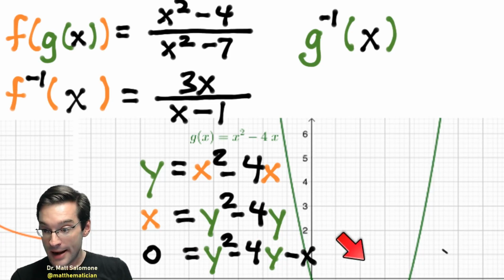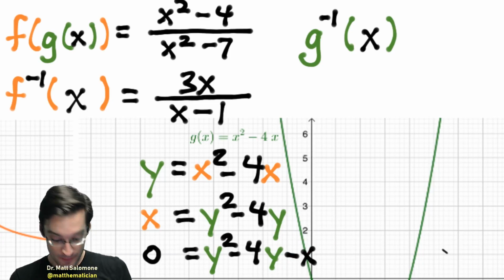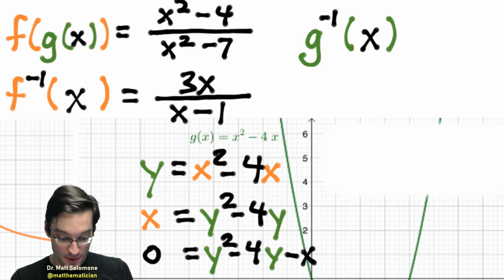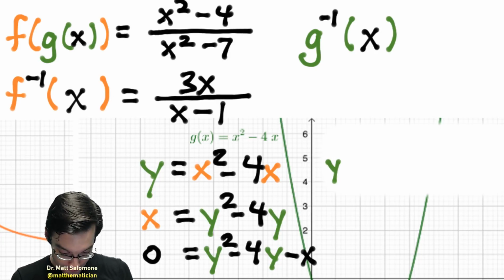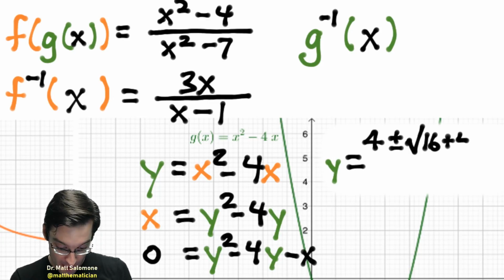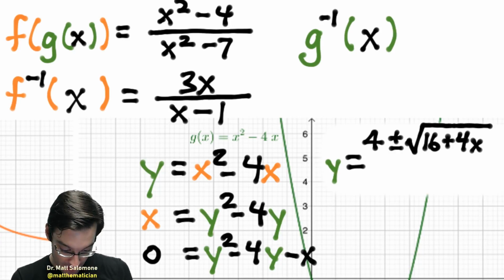This is a quadratic equation in the variable y. To solve it, I'm going to use the quadratic formula. This is going to look nasty for just a minute, so fair warning. I use the quadratic formula, and I find that y equals minus b, so that's 4, plus or minus the square root of b squared, which is 16, minus 4ac, which is going to be plus 4x. And then all of that is going to get divided by 2a, which is 2.